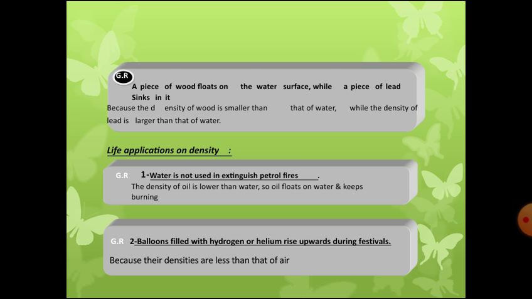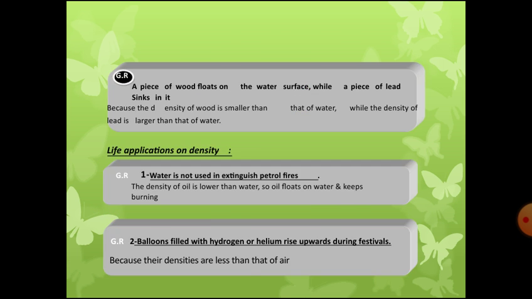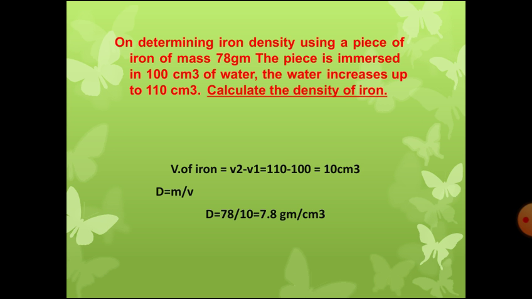So now we understand what? We understand that the density is a distinguishing factor that we can use to distinguish between materials. And we can measure density by a rule. This rule is called density equals mass over volume. For example, this problem is more important.